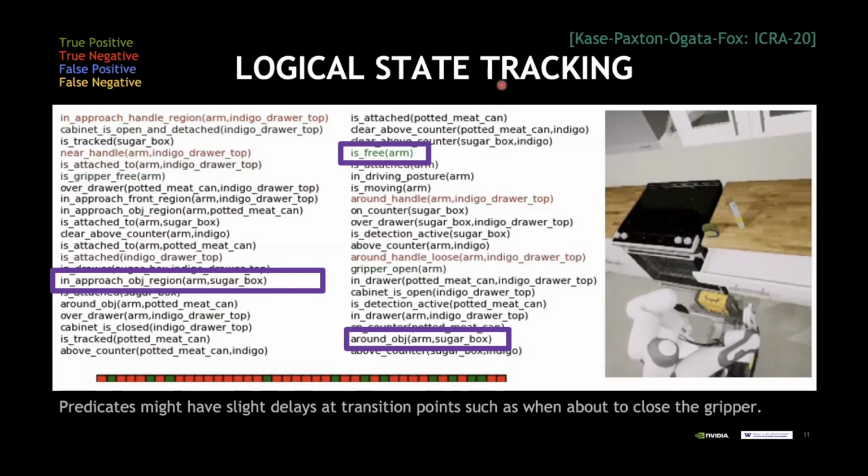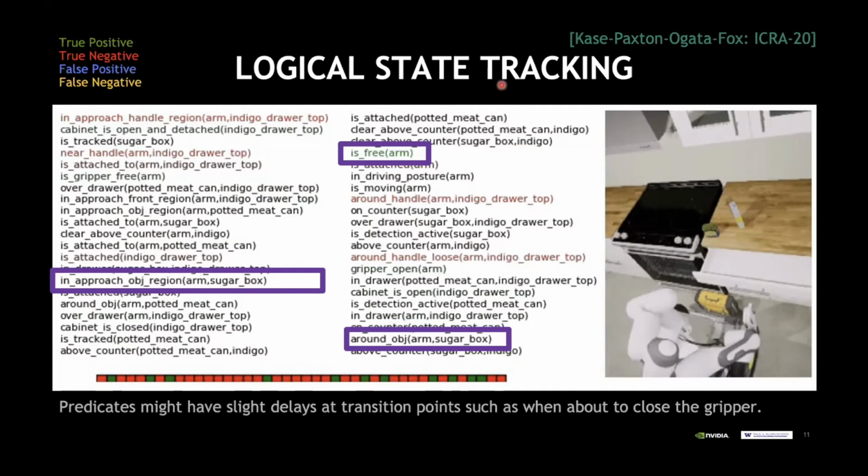So on the left is, in order to pick up the sugar box, we first want to guide the robot gripper to a region above the box from where it can just go down and grasp it. So this is called in approach object region. And then we have two other predicates that we care about: whether the arm is free, which means is there something in the gripper, and then also whether the gripper is currently around the sugar box, okay?